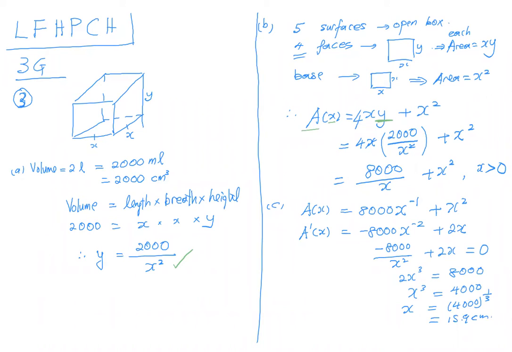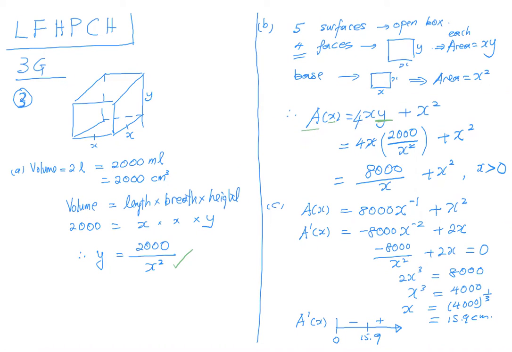So then you have to draw the sign diagram. You have this. So your x is 0 onward. Yeah. So 15.9 is here. So you want minimum, correct? So here have to be minus, here have to be plus. So you must have all this. Then only you mention the dimension.